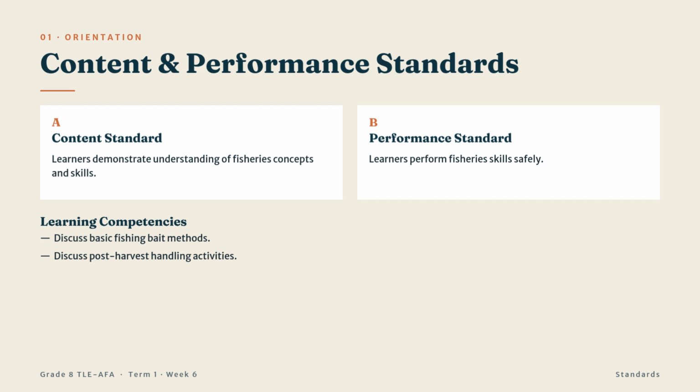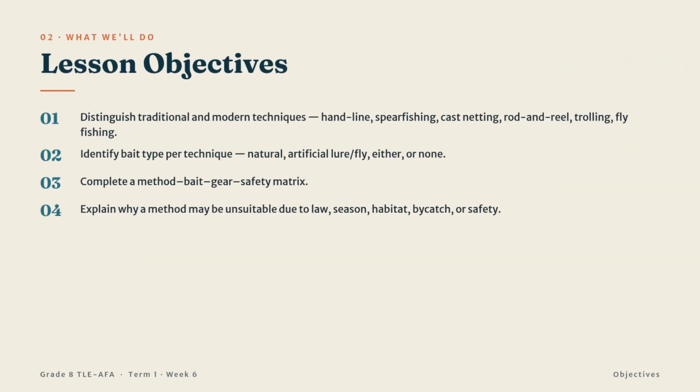Fishing, what you'll learn. Check the difference between traditional and modern fishing techniques: handline fishing, spearfishing, cast netting, rod and reel fishing, trolling, and fly fishing. Check whether each technique uses natural bait, an artificial lure or fly, either option, or normally no bait.